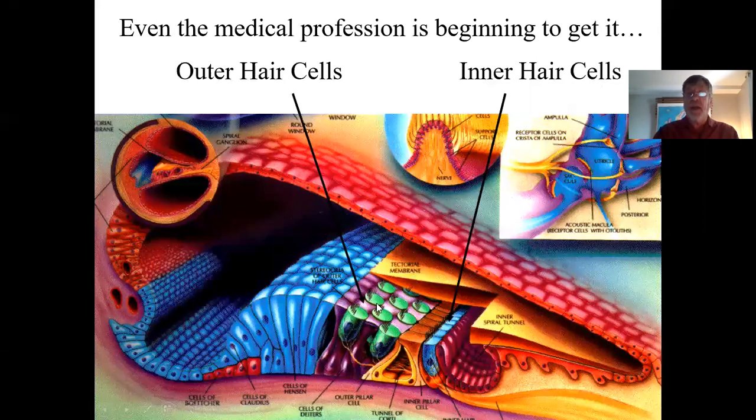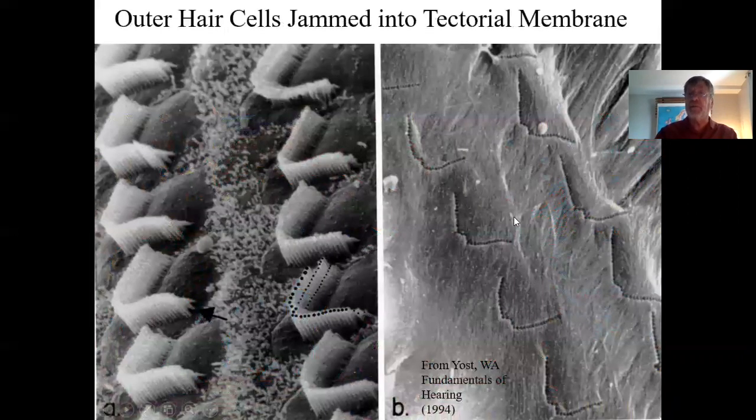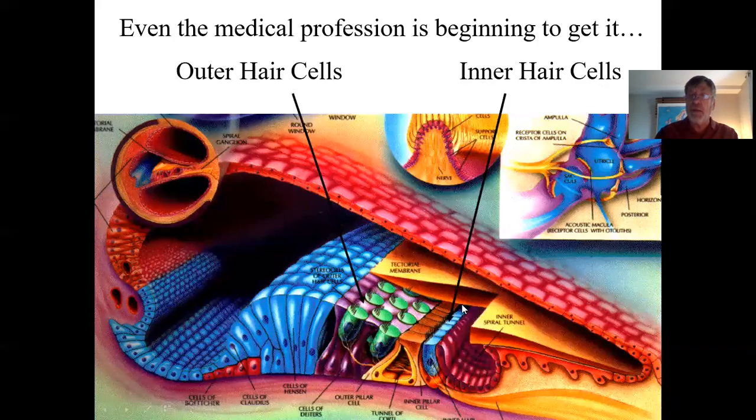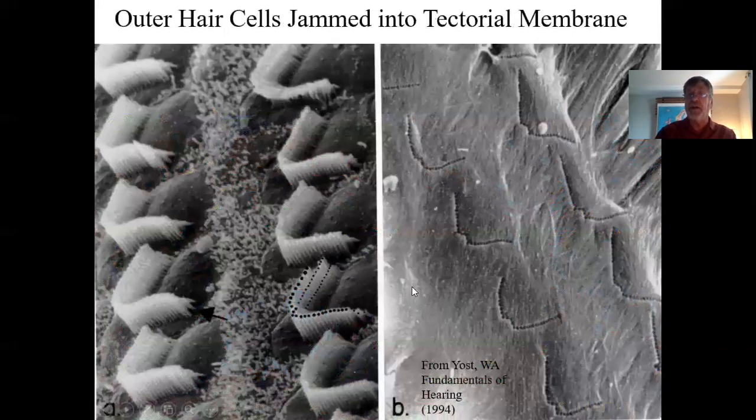Here it is again: outer hair cells, inner hair cells, tectorial membrane. The underside of it is connected to the stereocilia of the outer hair cells, but not really to those of the inner. Here is the tectorial membrane torn off so that you can see its underside. Here are the stereocilia of the outer hair cells, and look at the indentations into the underside of this tectorial membrane. So all we've done is torn this orange thing away and looked at its underside.